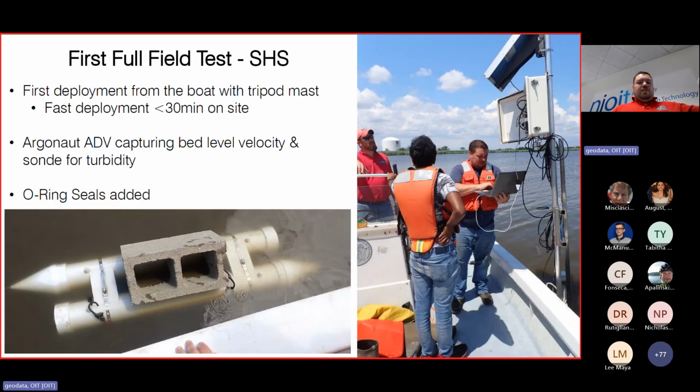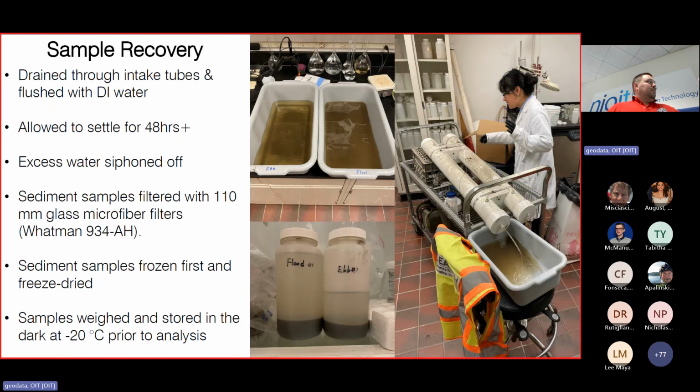So we've done a few field tests of this. We've had our Argonaut ADV, which is capturing 3D velocity. We've had our OBS for turbidity as well. And we were able to put this in and leave it for one lunar cycle. Everything that we've been doing is a lunar cycle, just to catch normal tide conditions. We would then recover the sample, drain it, siphon off the extra water, freeze dry it.